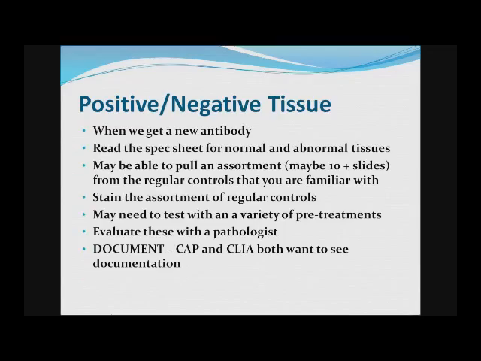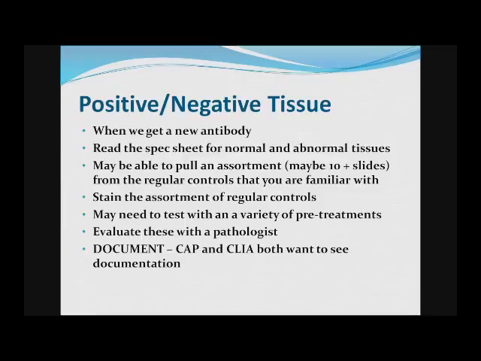When we get a new antibody, you want to always read the spec sheet very, very carefully and read the parts about what will normally stain and what will not, what abnormal tissues will stain. You may have an assortment of tissues in-house that can help you with this. I know infectious tissue might be a little bit different. You may have to do a query to find your positive cases, but you want to stain an assortment of regular controls if you have that available.